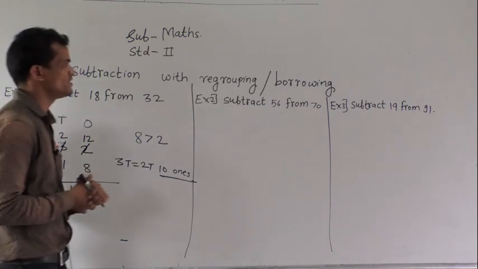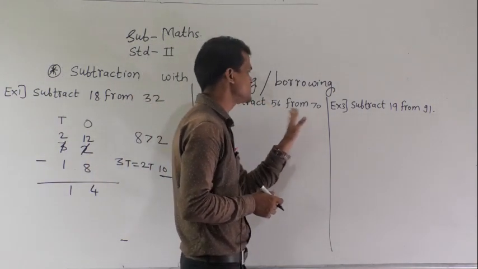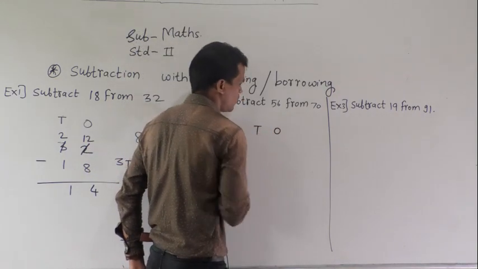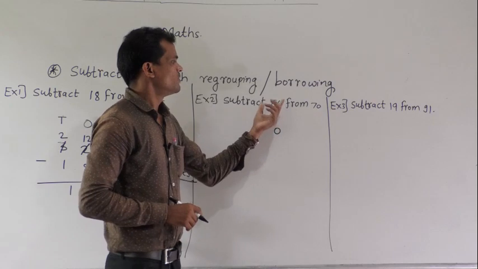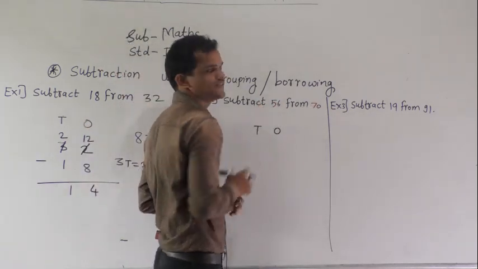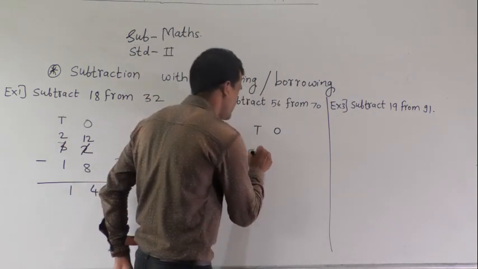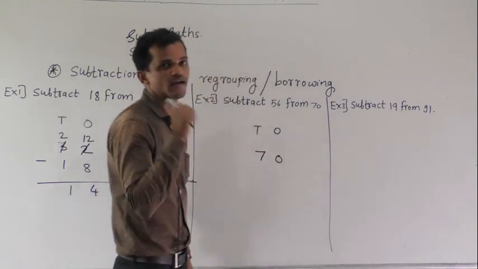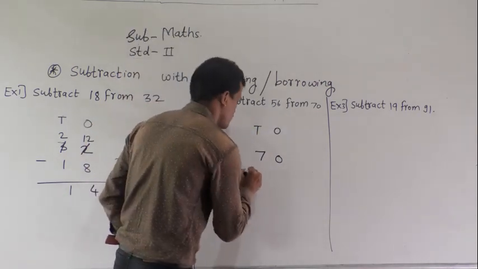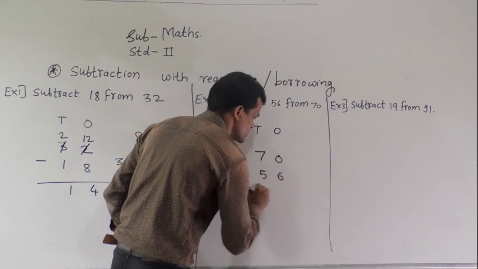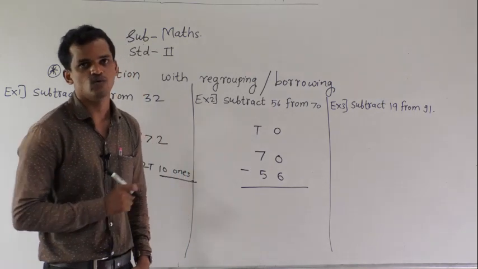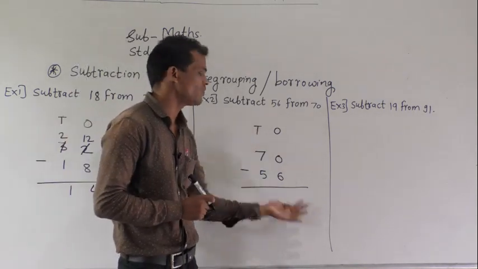Then the next example: subtract 56 from 70. First arrange the numbers into columns. Which is the greater number between 56 and 70? That is 70. So write 70 on top and under it write the smaller number, 56. Now we have arranged the numbers into columns, and we will subtract, starting from the ones place.